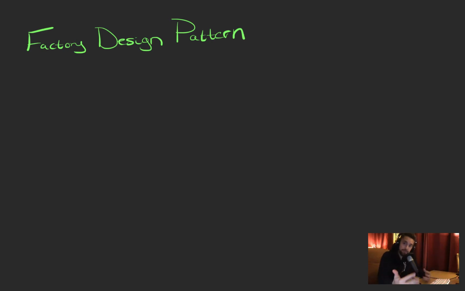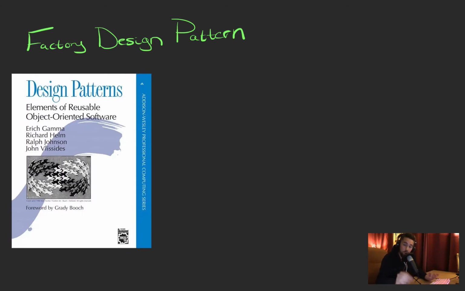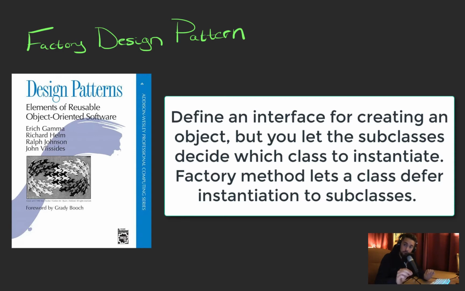So today we present the factory design pattern, and there's this jargon-filled definition by the Gang of Four, which are the original four authors of the classic design patterns book, Elements of Reusable Object-Oriented Software. They essentially define the factory design pattern as an interface for creating an object in which you let the subclasses decide which class to instantiate. The factory method allows you to defer class instantiation to their respective subclasses.